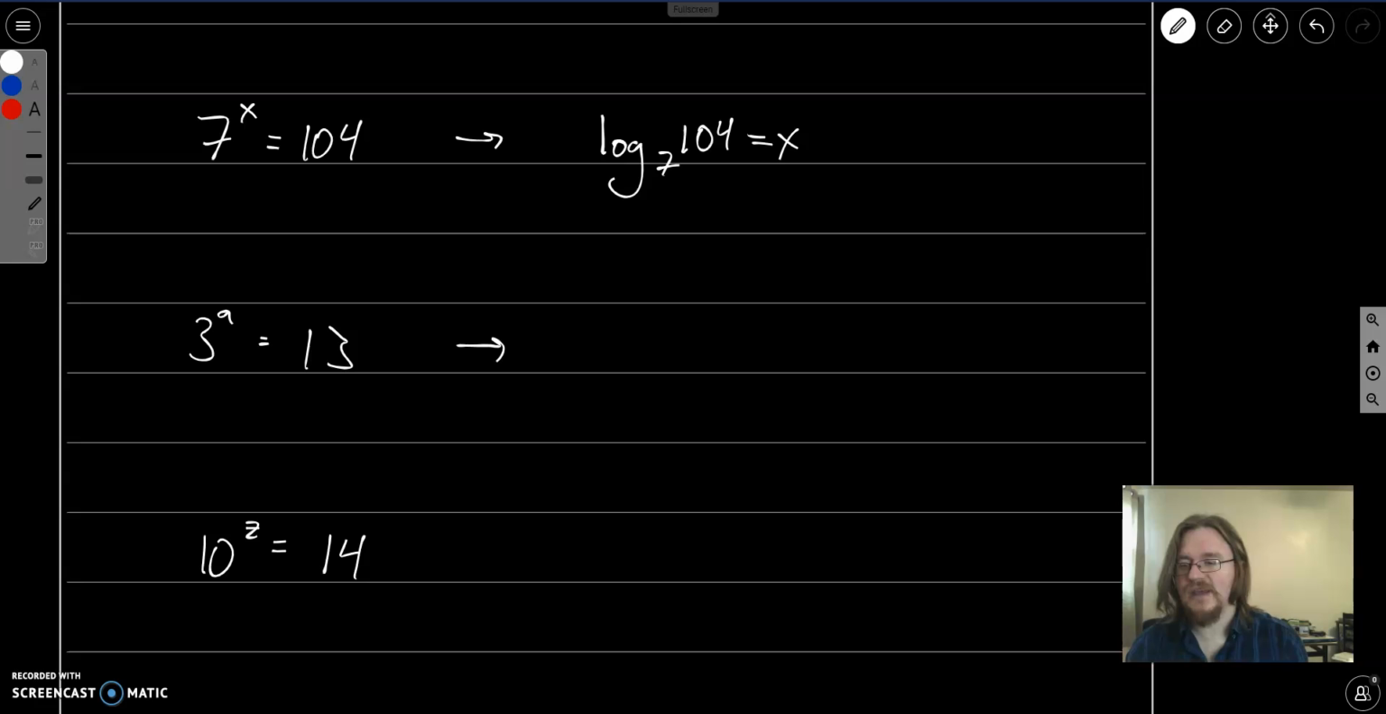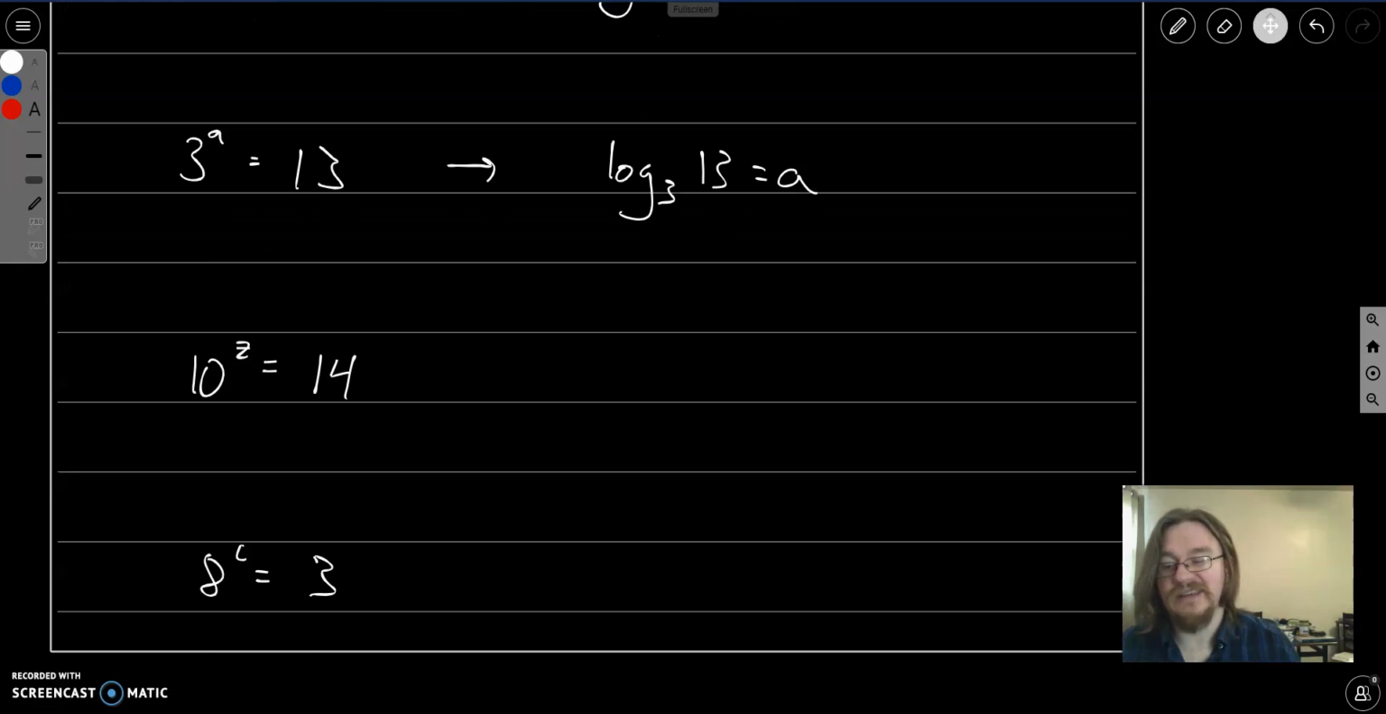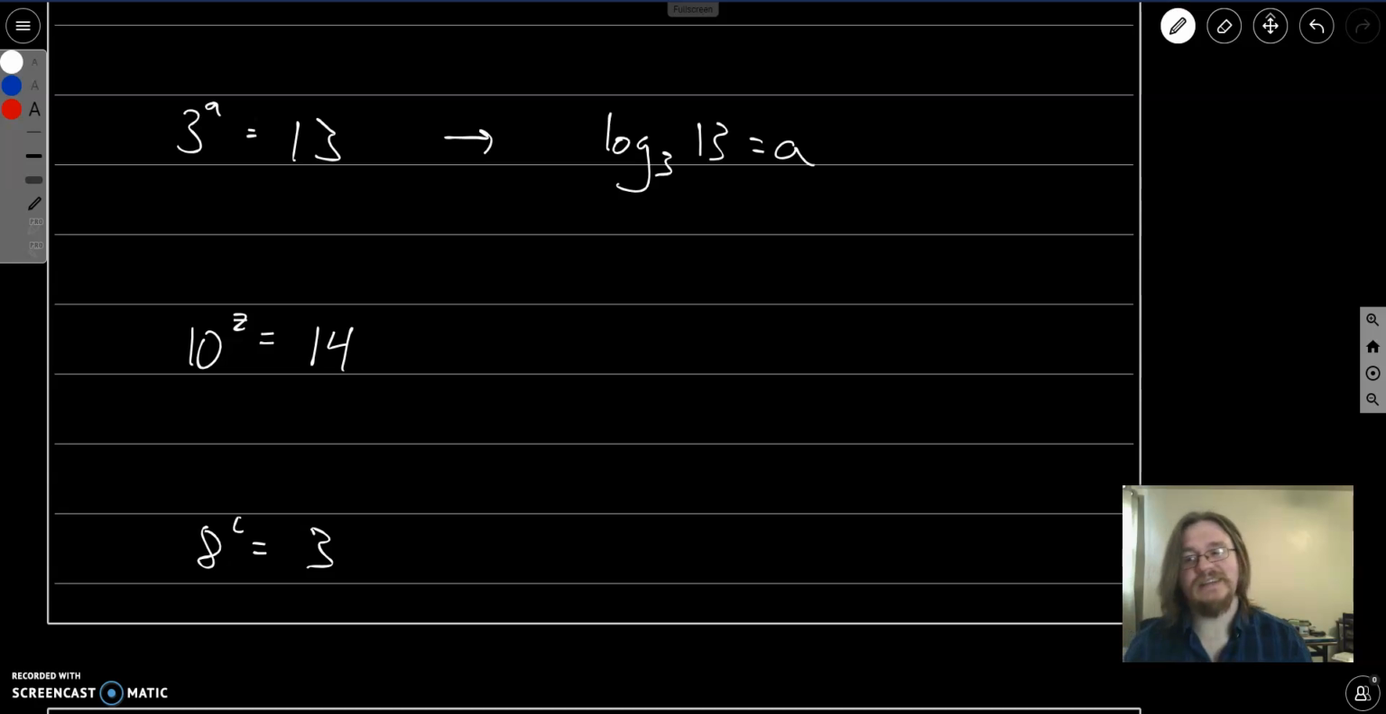Let's do this here. 3 to the a power is equal to 13. So again, 3 is my base, and I'm trying to solve for a. So log base 3 of 13 is equal to a. This is all there is to this lesson. It's pretty straightforward as long as you've got the formula down.